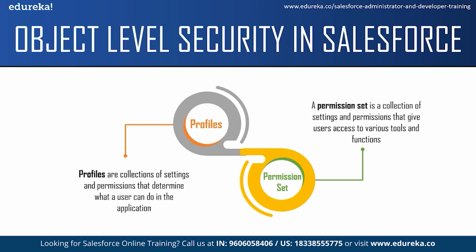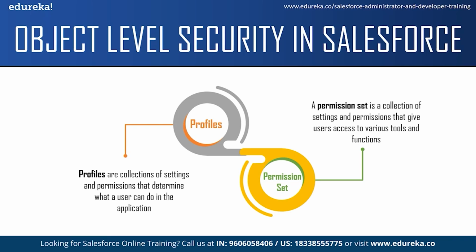So I guess you have some idea about profiles. Now let us see what are permission sets. Now permission sets is a collection of settings and permission that gives user access to various tools and functions. Permission sets extends user functional access without changing a profile. So if a permission isn't enabled in a profile to access an object but is enabled in a permission set, users with that profile and permission set can access the object. It's just like additional access to object.